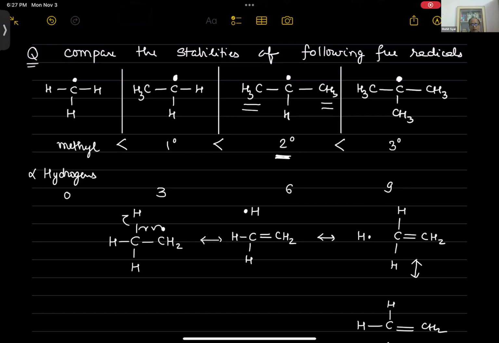Okay, and similarly you can answer for tertiary also. How many hydrogens can participate in hyperconjugation? 9. So it is going to become more and more stable with the involvement of hyperconjugation. But if there is an involvement of resonance also, then its stability is going to enhance further. Is it clear or not? Yes, sir. So this I hope is clear.